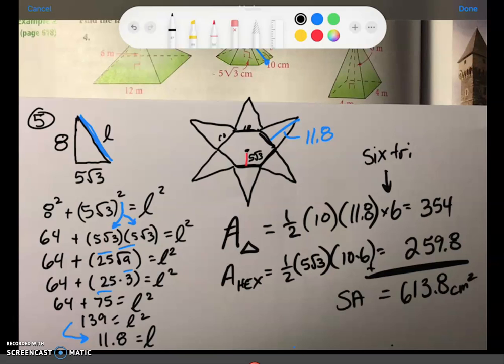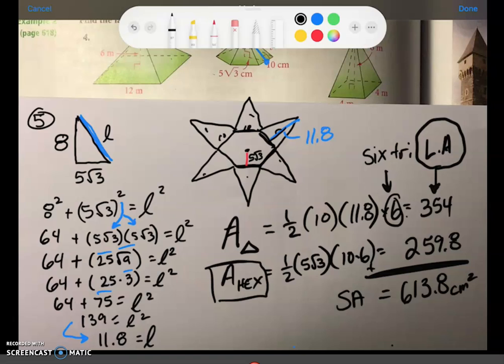Okay, so I did all the calculations in advance here. So all 6 triangles, 1, 2, 3, 4, 5, 6, have an area of 354. Of course, that would be base times slant height divided by 2. This is also the lateral area, which I think is all the directions wanted. But we also figured out the area of the hexagon here, 259. So together, the entire surface area is 613.8.